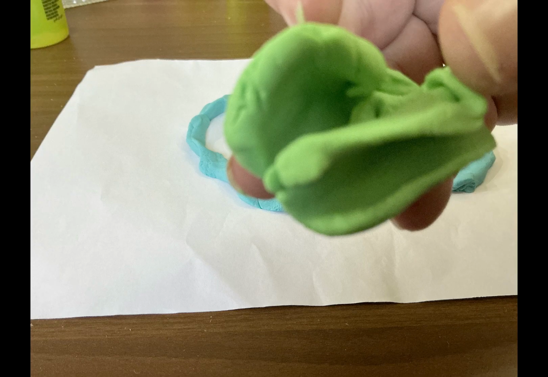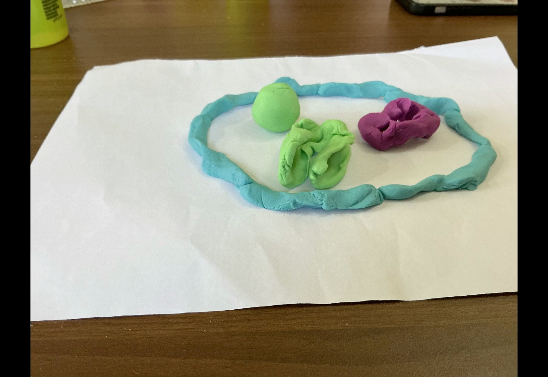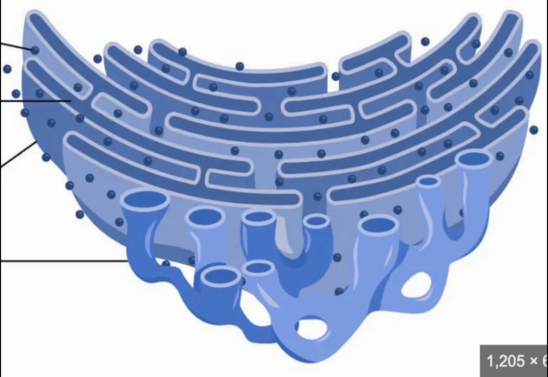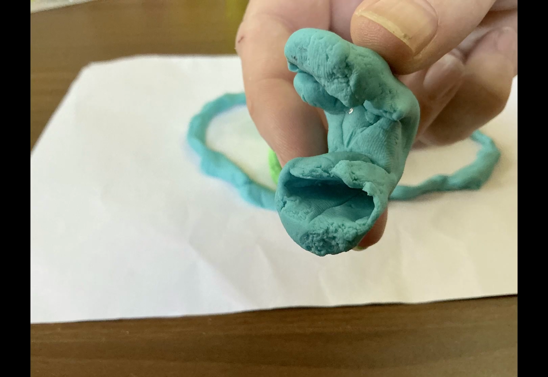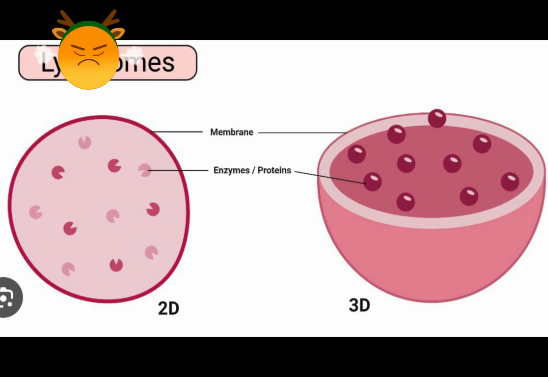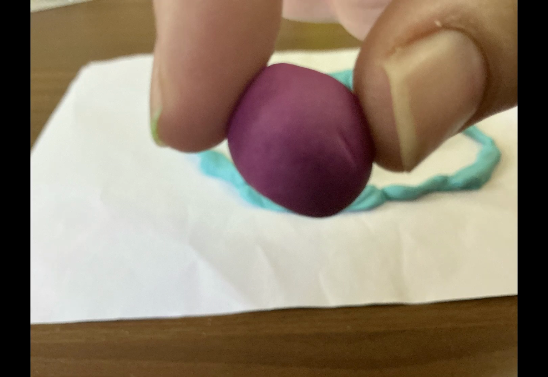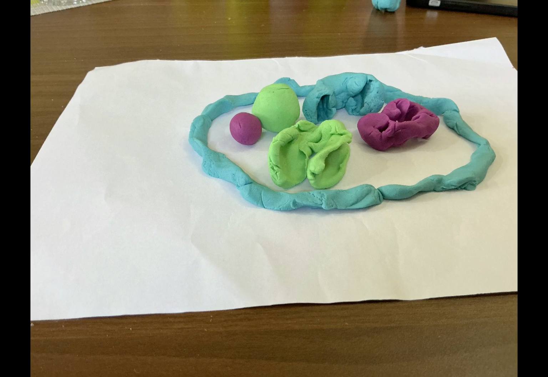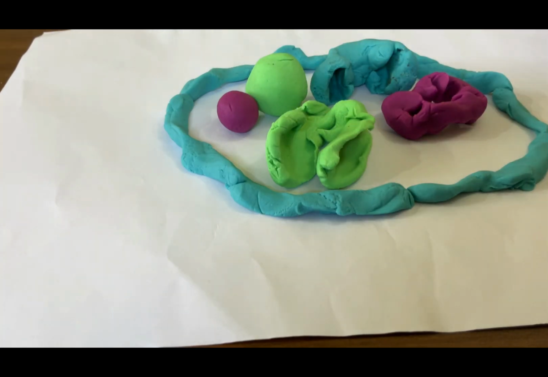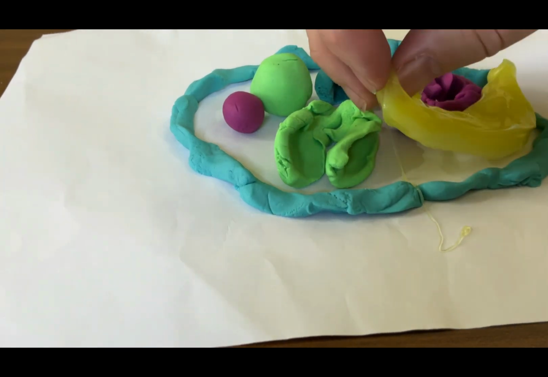Some Golgi apparatus for proteins and lipids. And endoplasmic reticulum for proteins and lipids as well. Some lysosomes to clean up things we don't want from our cell. And some cytoplasm to basically stop our cell from squishing.